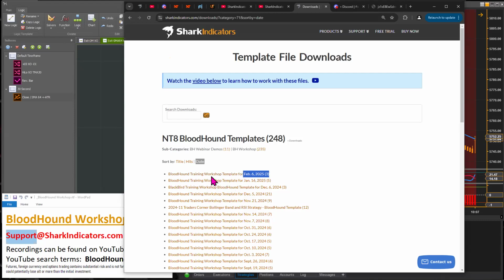So if you're not finding a Bloodhound file here on the list, then again, just email support there, and Mike can get that for you.